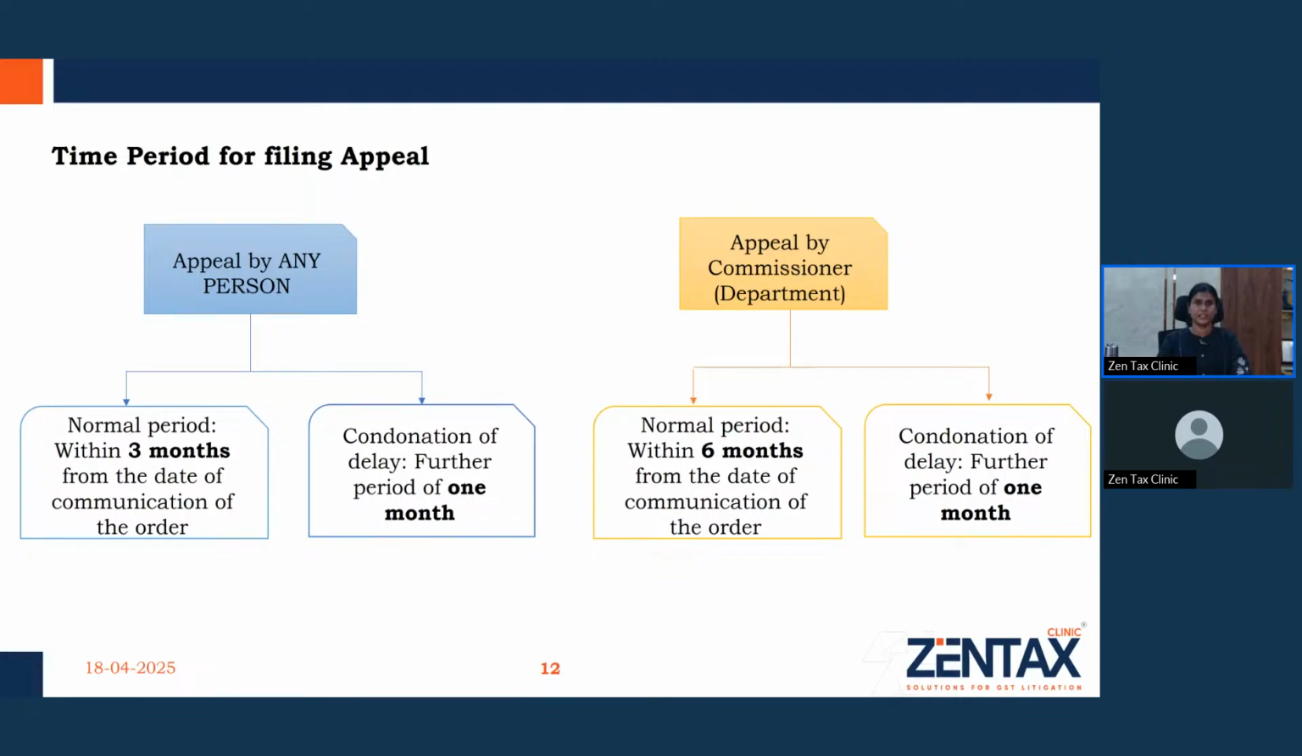In case the appeal is by the Commissioner, that is by the department, then the normal period will be 6 months from the date of communication of the order, with condonation of 1 month. However, we have to note that the condonation of delay will be accepted by the officer only if there is any proper reason for such delay.